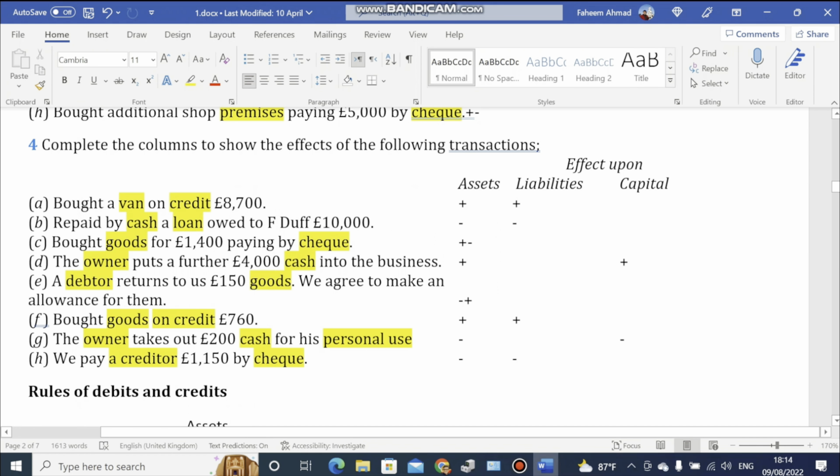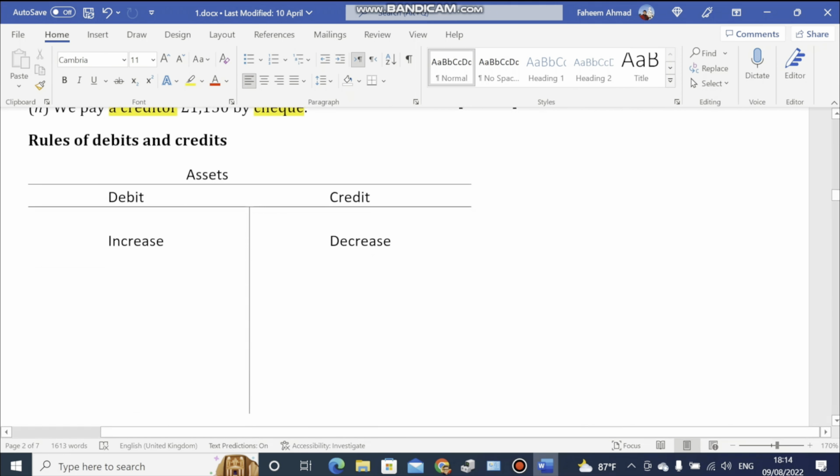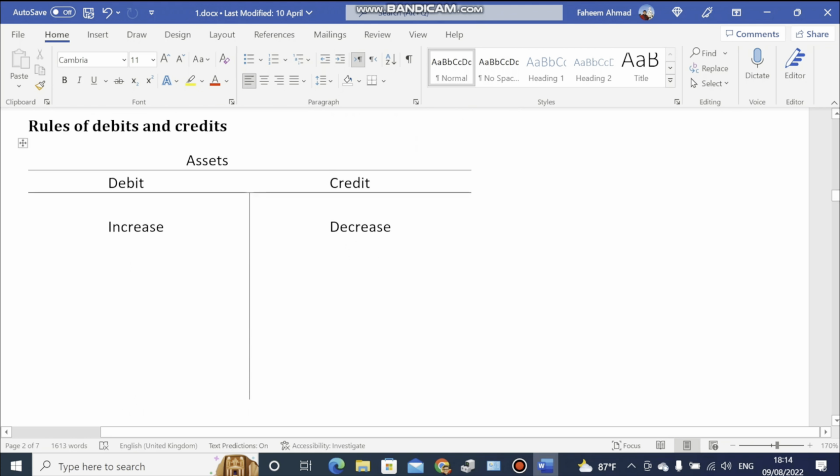So we have learned how to identify effects of business transactions on assets and liabilities. Now we are going to learn rules of debits and credits. So this is how a T account looks like. You can see these are rules of debits and credits for assets. Assets increases debit. I repeat, asset whenever increases, it will be debited. Asset whenever decreases, credits. I repeat, asset whenever decreases, it will be credited.